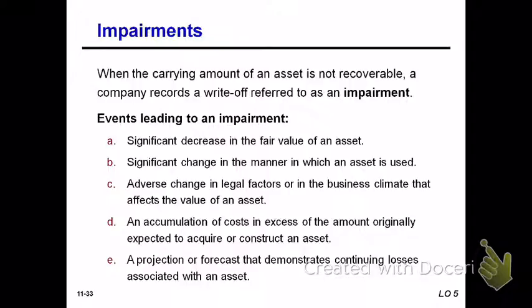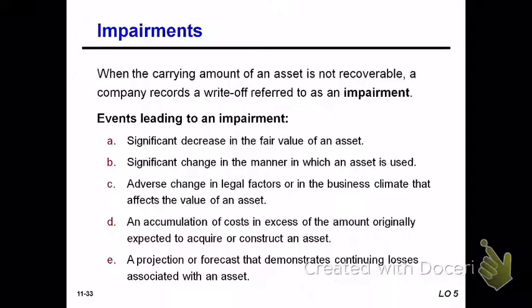So an impairment is when the company does a comparison between the carrying value of an asset and the market value of the asset, or the expected future cash flows from the asset, to see if there is a difference. Because if you are not expecting to be able to recover the cost over the remaining life, the asset is reported at too high of a value and you need to decrease that.